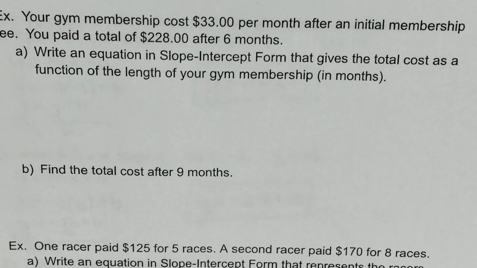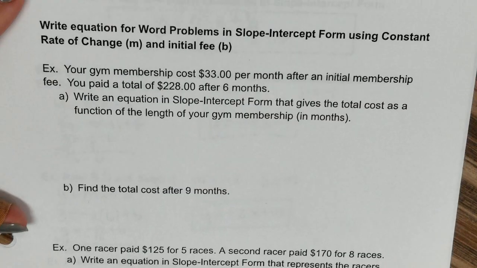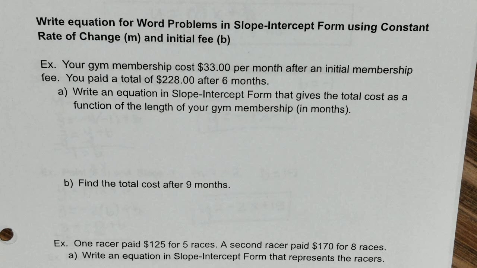This is where I feel like we need the most practice. All right, it says write an equation for word problems in slope-intercept form using constant rate of change for the m and for the b, the initial fee. So it's the exact same thing. But when we're talking about it in a real life situation, instead of saying the slope, I say the rate. Instead of saying the y-intercept, I say the starting amount or the initial fee or the starting point, something like that. Okay, it means the same thing.